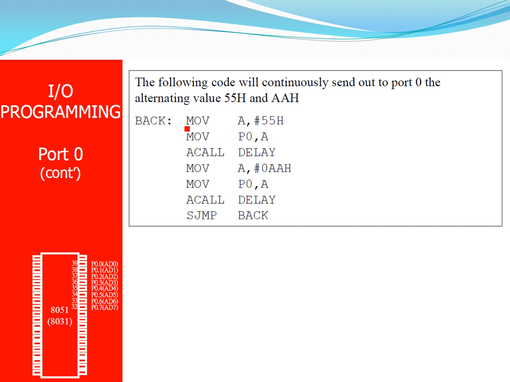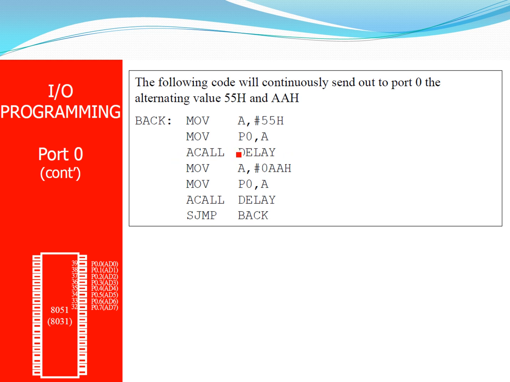In the very first instruction, MOV A, #55H, we load 55H to the accumulator, and MOV P0, A sends the accumulator content to port 0. So here you can directly write the immediate data to port 0, or take the immediate data to the accumulator first, and then from the accumulator send it to port 0.